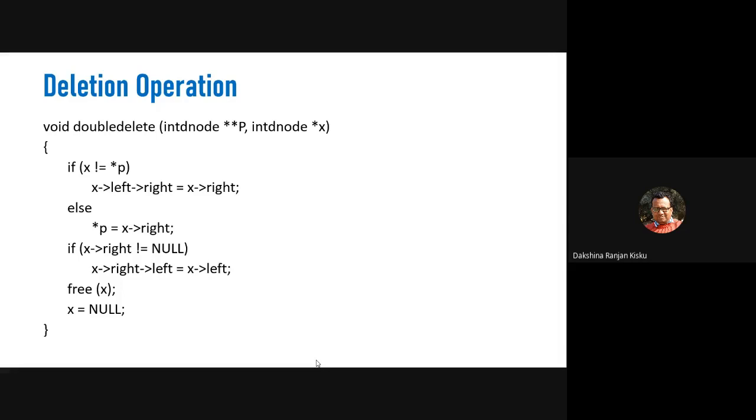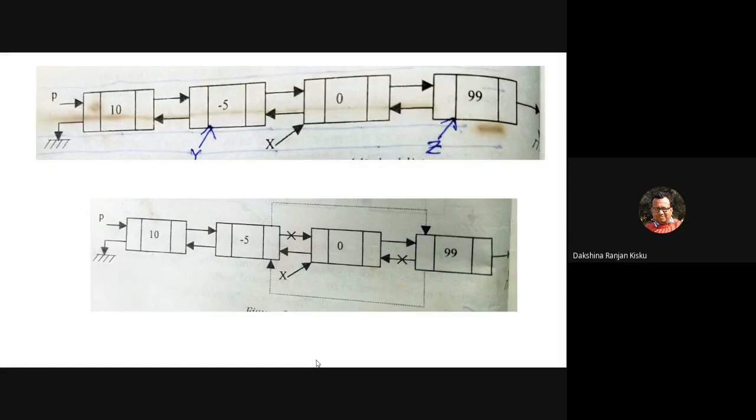The next operation is the deletion operation. Now let us look at the illustration. Here we have four nodes in the doubly linked list, and we will delete a node which is pointed to by x. This node is containing element 0. So this node will be deleted from the doubly linked list. After deletion, there will be three nodes, which will be containing 10, minus 5, 99.